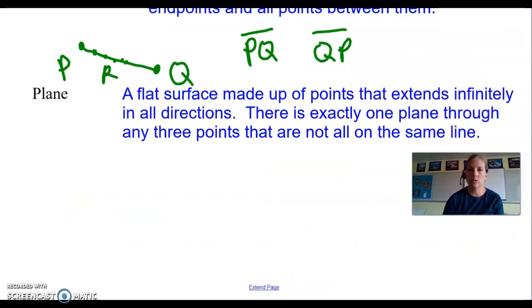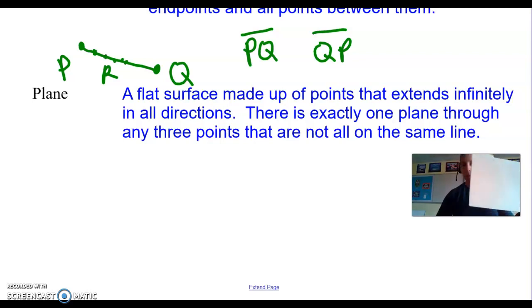Planes are flat surfaces made up of points that extend infinitely in all directions. My example here would be like this folder. The problem is that we can never really see a plane in real life, because it has to extend infinitely in all directions. So this side of my folder would have to go forever and ever. You have to imagine it going forever up and forever down, or if I put it flat, it would go forever straight out. So, a flat surface.